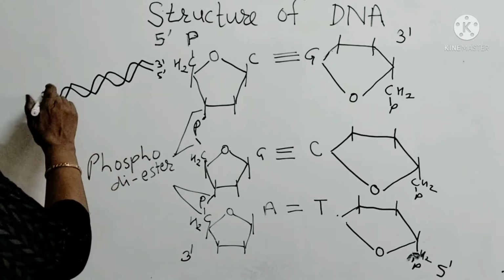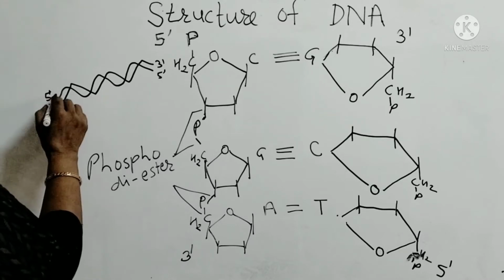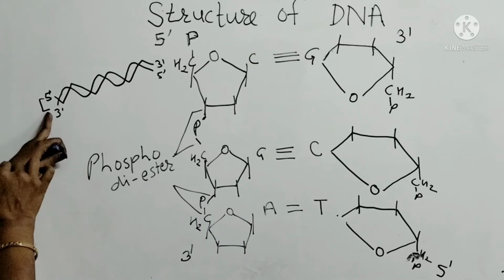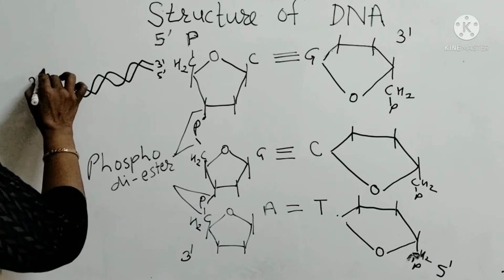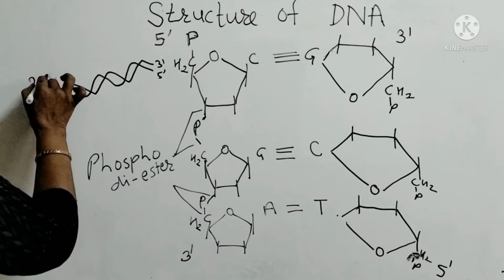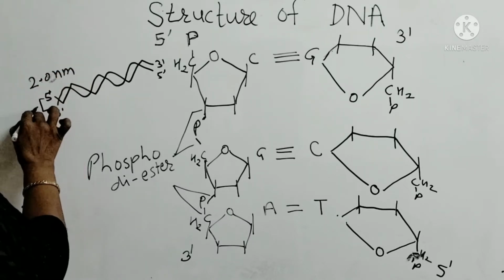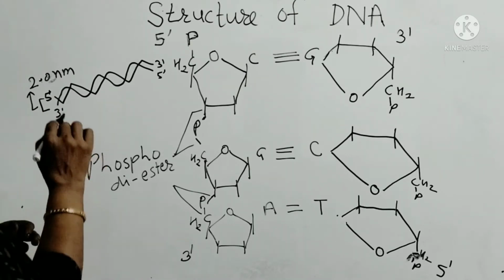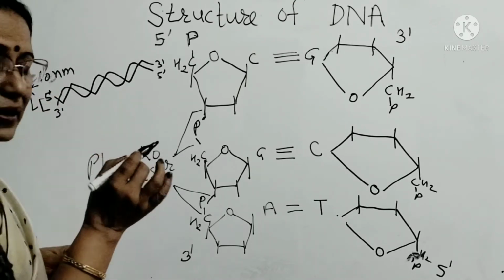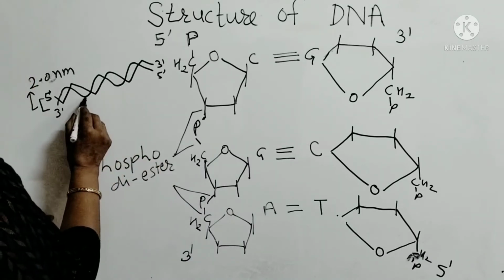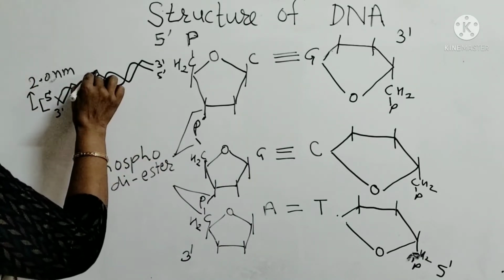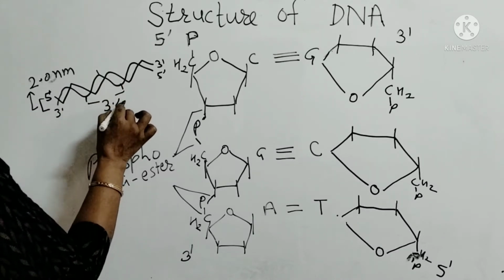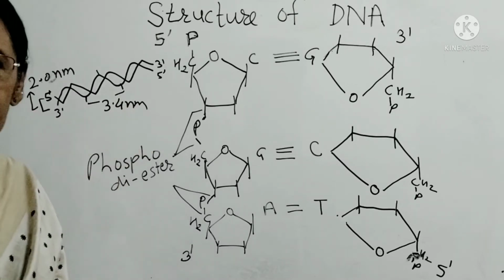The width of the DNA is 2 nanometer. And one turn of DNA, meaning here one strand started, it went up, and it came down. This one turn is 3.4 nanometer.